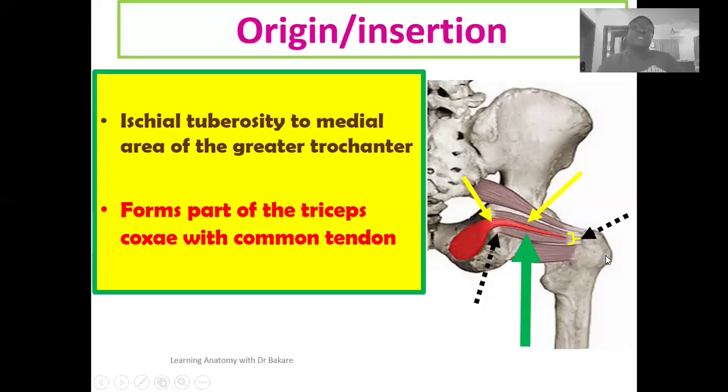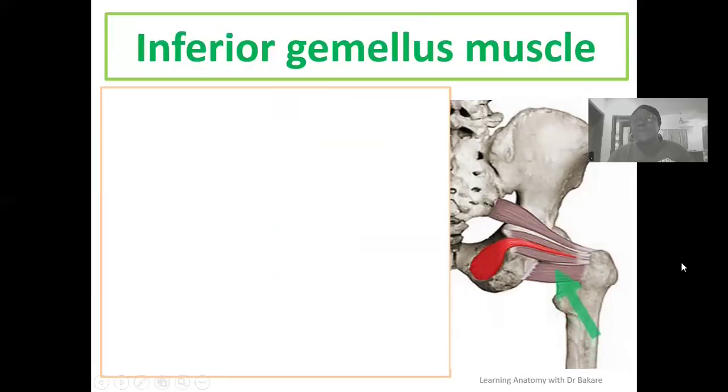We also tried to describe this scenario in our previous lecture on the superior gemellus muscle. So in case we are asked during examination, we should be able to state the different muscles that make up the triceps coxae. And this is what we've tried to highlight using this slide. So this is where we have the inferior gemellus muscle here, arrowed in green.